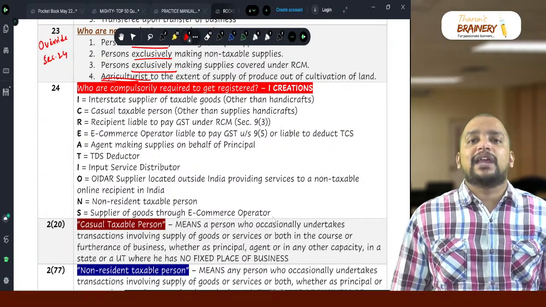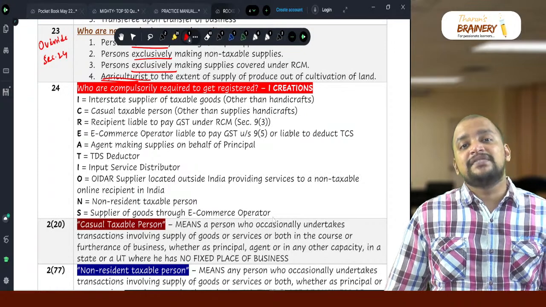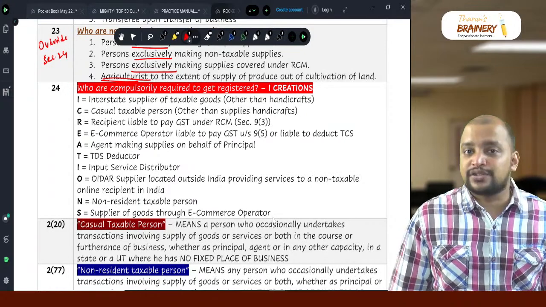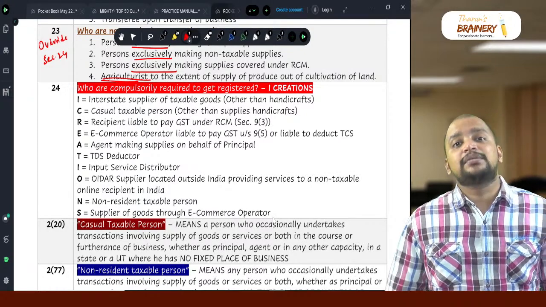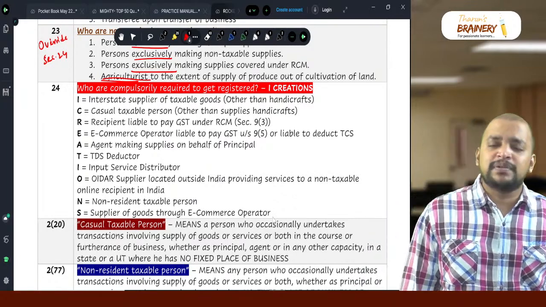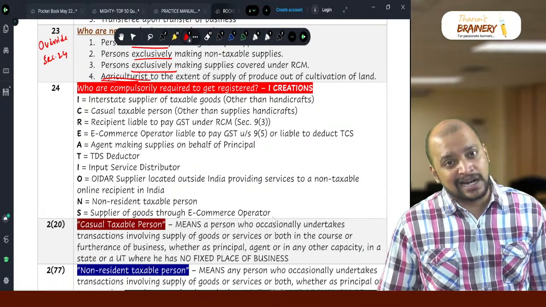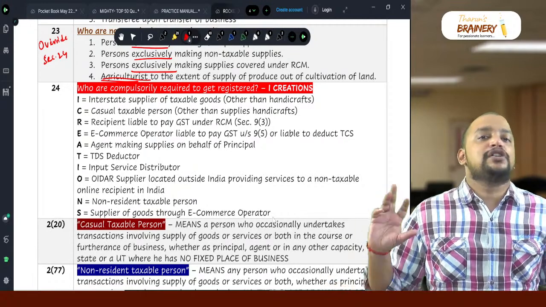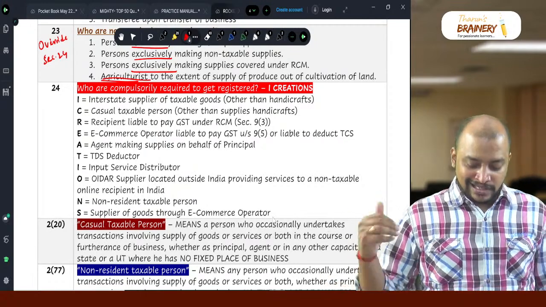So suppose I am engaged in interstate supply of services, am I compulsorily required to register? No. Interstate supply of taxable goods only, not even exempted goods, okay. So taxable goods. What if I am engaged in interstate supply of handicrafts? Interstate supply of handicrafts is also not compulsorily required to get registered, okay.